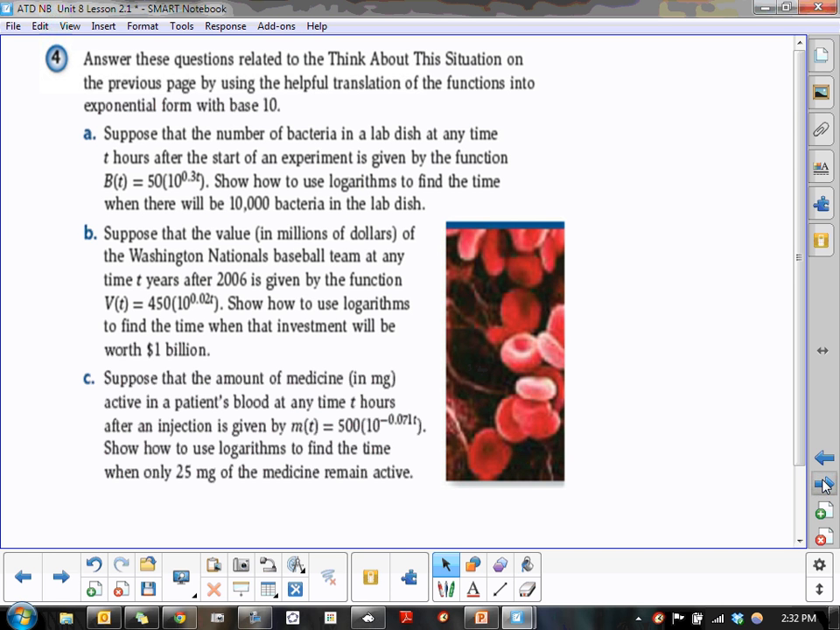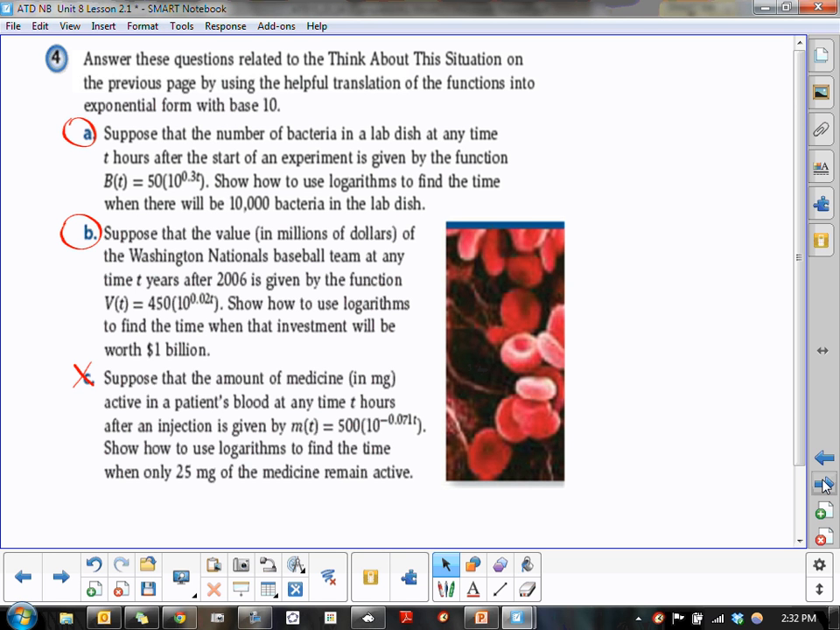Okay, number 4. We're probably going to have time to do 2 out of 3. So we'll go through, we'll just take them in order, A and B. And then we'll skip C, just because once you get the idea of one of them, the rest of them are pretty much the same.